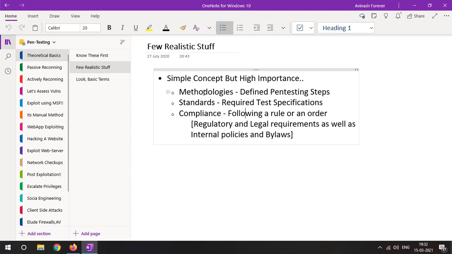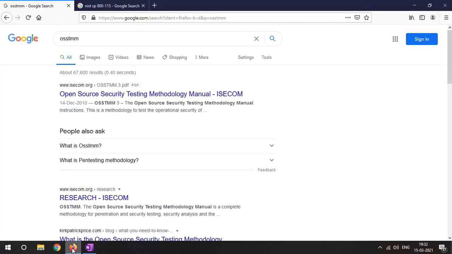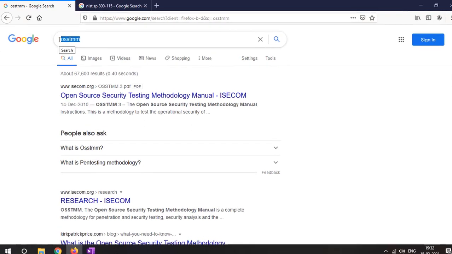What tools do we use? How do we execute them? What are some tips and recommendations that we should apply or implement during our tests? So all those things are defined in a methodology. There are many methodologies for penetration testing available on the internet. The one which I would like to talk about in here is OSSTMM.